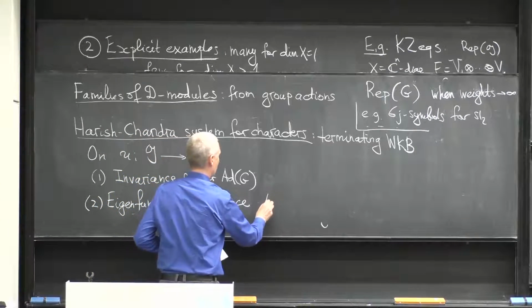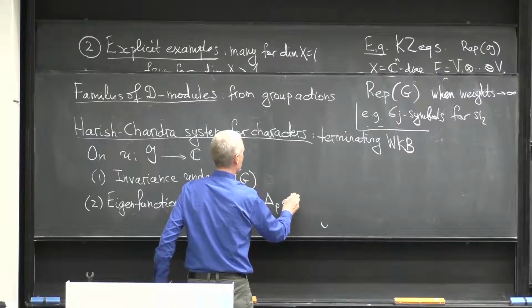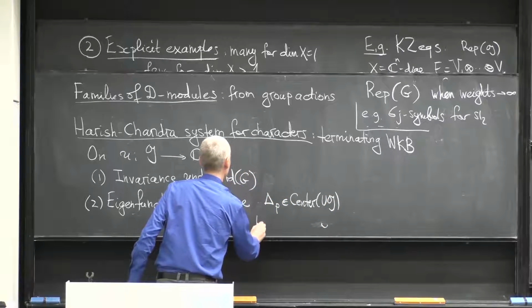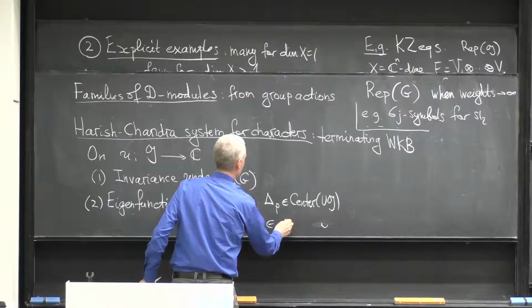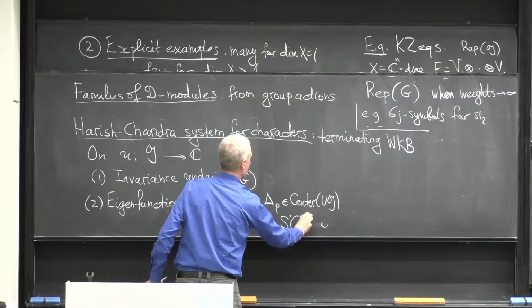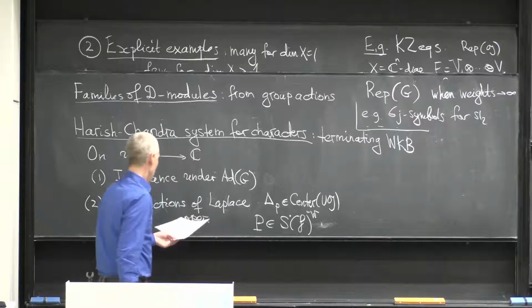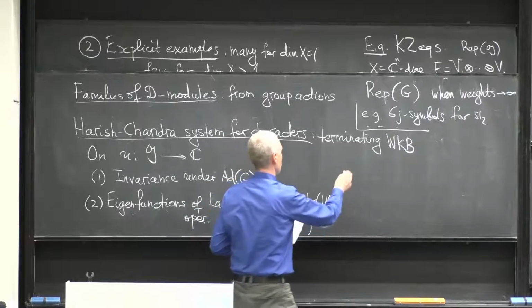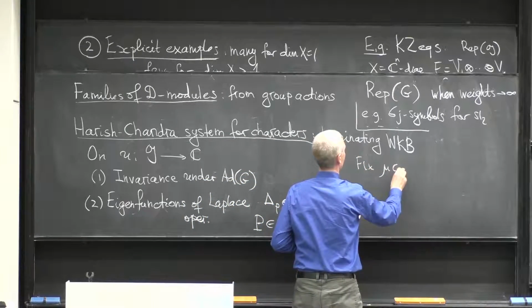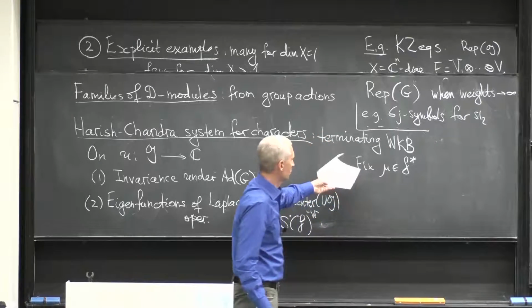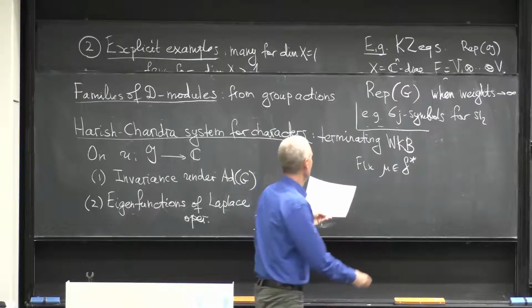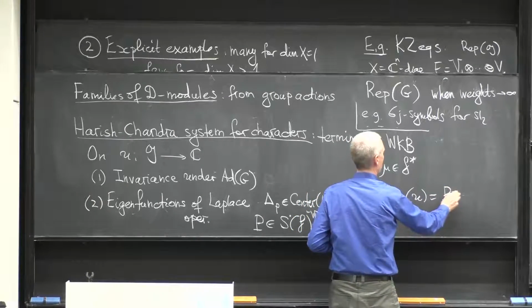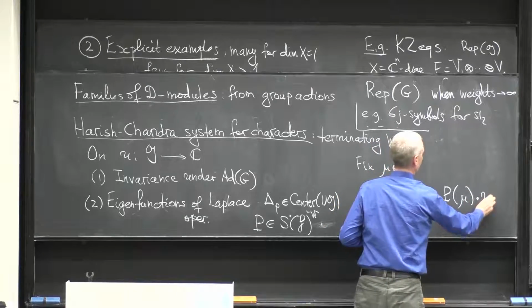The Laplace operators lie in the center of the universal enveloping algebra and correspond to invariant polynomials, the symmetric algebra of the Cartan subalgebra. So then we fix the common eigenvalue. We fix mu in h star. This would correspond to characters of the representation with highest weight mu. And we simply say that delta P of u equals the value of P on mu times u.